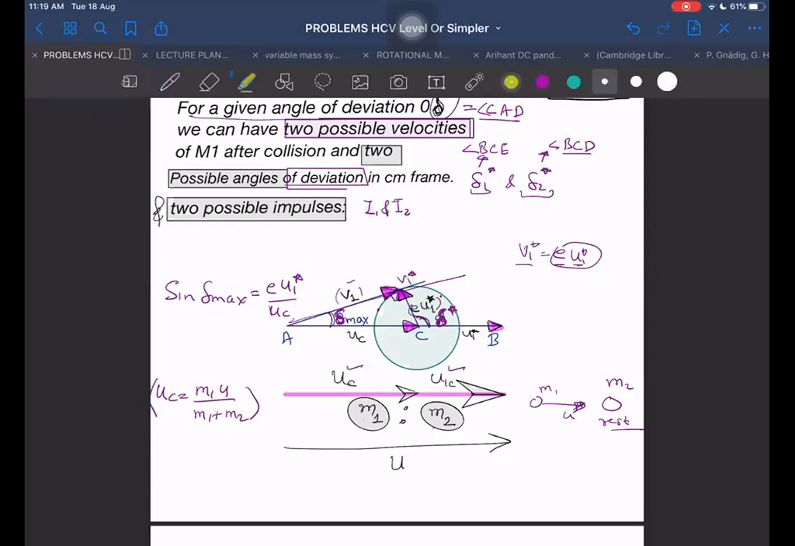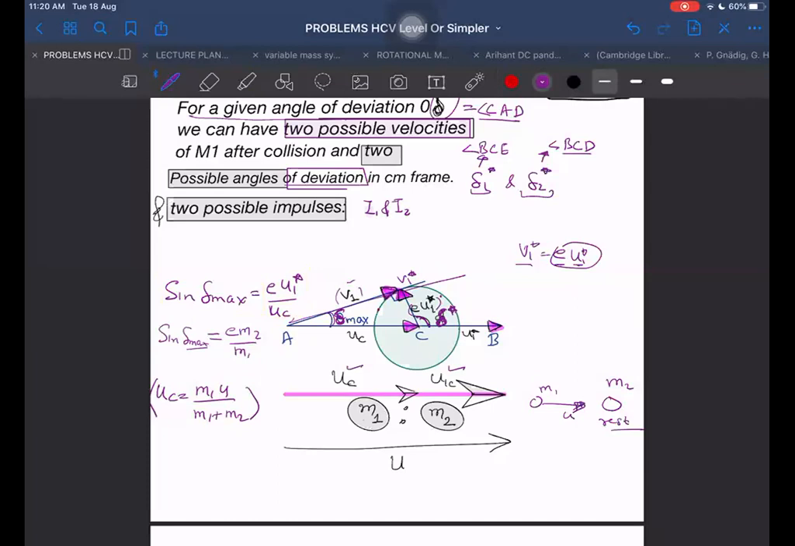Once I know this, I can use this very important relation: sine delta max. The maximum possible angle of deviation will be E into U1 star upon UC, and that will also be equal to E into M2 by M1. That will be sine of delta max. So the maximum possible angle of deviation will be sine inverse of E into M2 by M1.